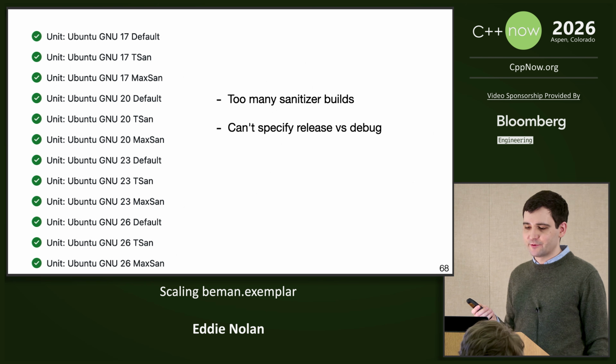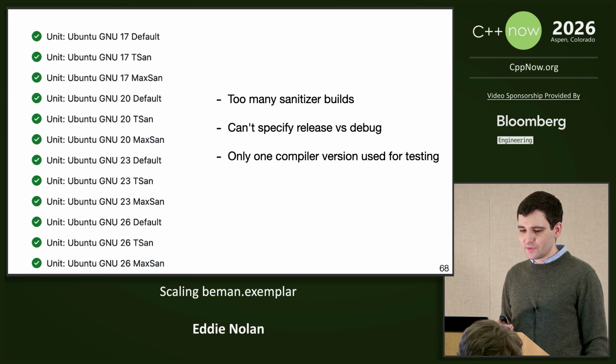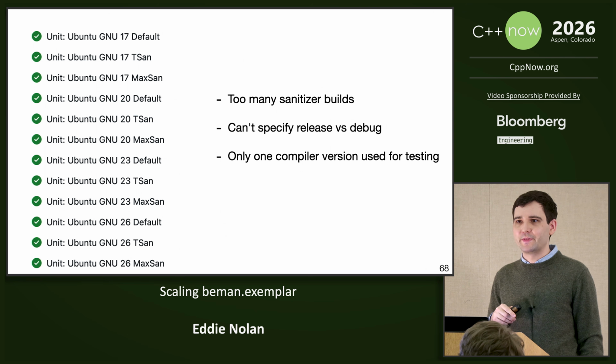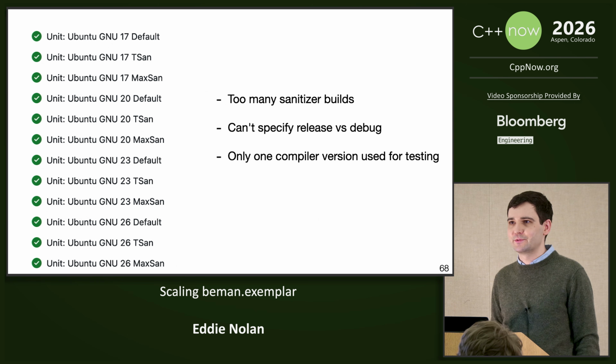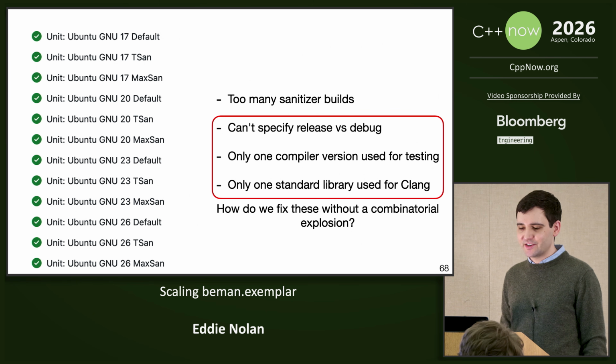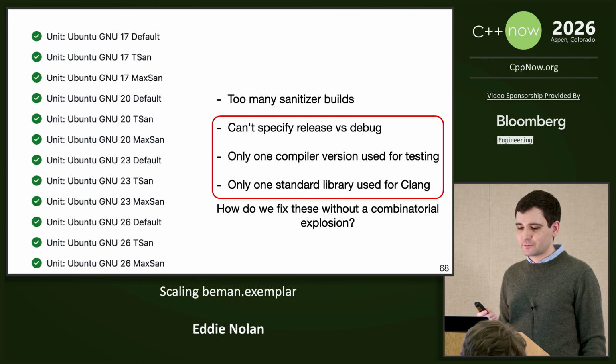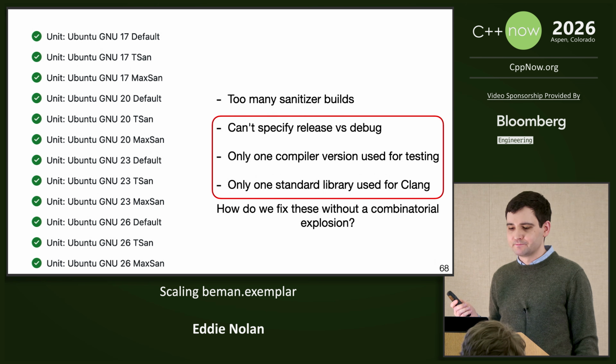You can't specify release versus debug. At this point, this CI matrix would just run the release build followed by the debug build serially, which of course takes longer. There's only 1 compiler version used for testing. We actually had a separate matrix that tested different compiler versions, but that pinned the C++ standard version to C++20. And there's only 1 standard library used for Clang. And so we want more parameterization here, but we don't really know the best way to fix that lack of parameterization without having a combinatorial explosion, because, for example, just release versus debug is going to double the number of jobs.